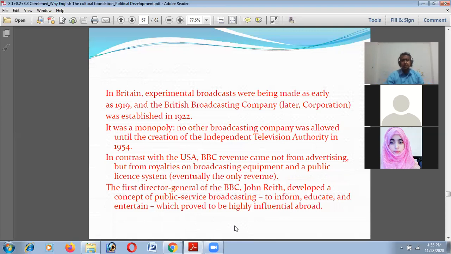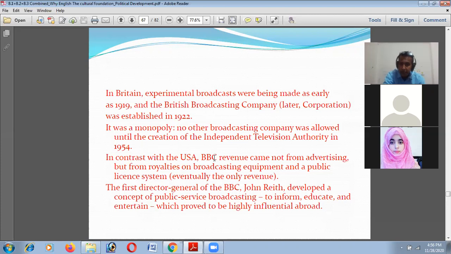In Britain, experimental broadcasts were being made as early as 1919, and the British Broadcasting Company, later Corporation, was established in 1922. It was a monopoly. No other broadcasting company was allowed until the creation of the Independent Television Authority in 1954. So the BBC, British Broadcasting Company or Corporation, was established in 1922, and up to 1954, the BBC had the monopoly for spreading news and other information through radio all over the world.